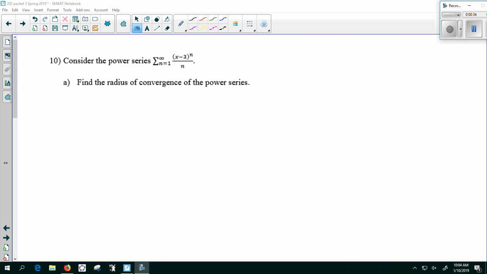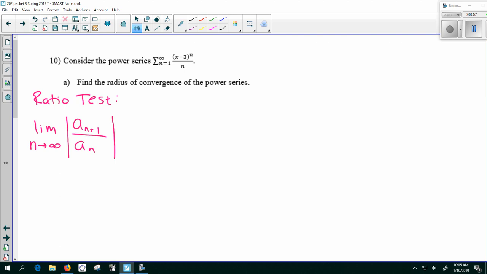So I'll start by writing this down. We start with the ratio test. It says take the limit as n goes to infinity of the ratio of a sub n plus 1 over a sub n. And we have to figure out what values of x will make this limit be less than 1.